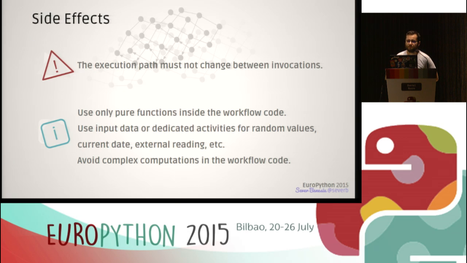So there are a couple of important things to mind when writing a workflow. Basically, what you want is for all the decision executions to have the same execution path in your code for the same workflow instance, right? So for all the decisions that belong to the same workflow. This usually means that you have to use pure functions in your workflow, or if you want some kind of side effects, either send those values through the input data to the workflow, or have dedicated activities for them, or dedicated tasks for them.